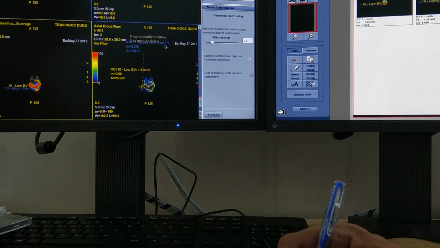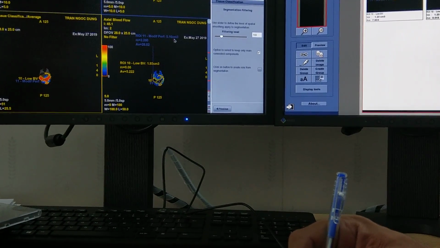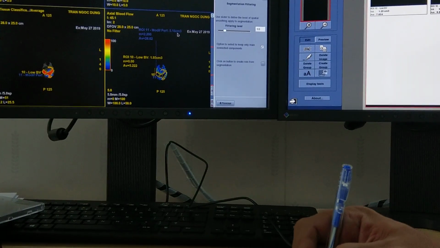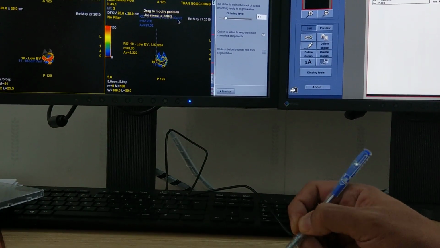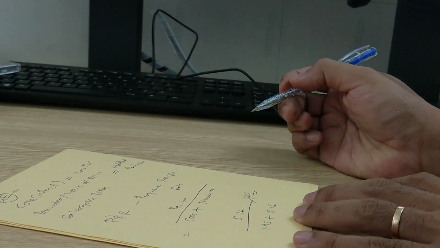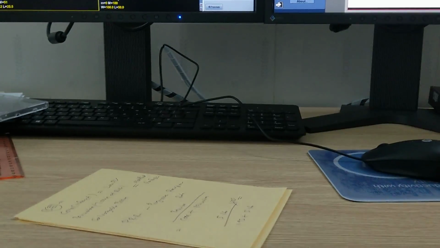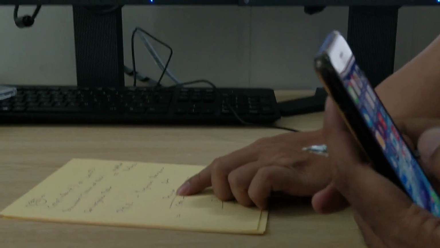5.16 divided by core, which is 1.93 plus 5.16. Okay, so calculate how much. Calculator. Okay, it's about 17%.